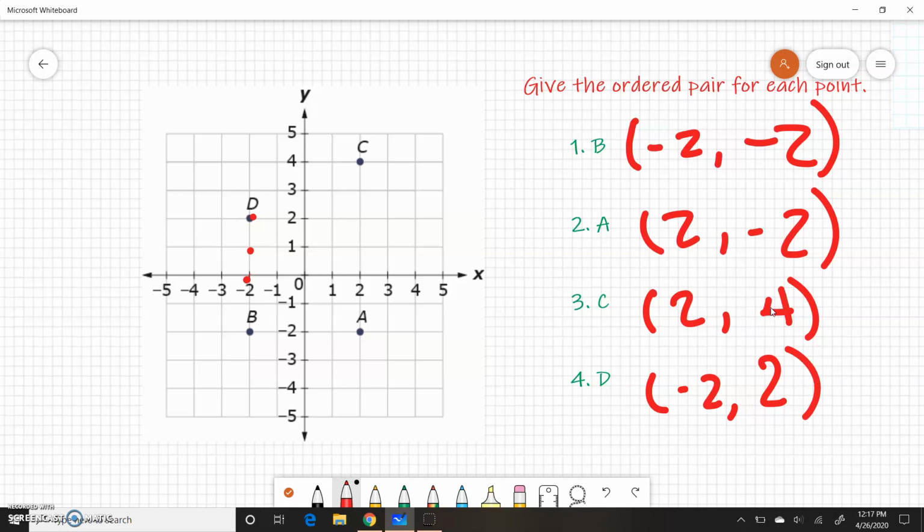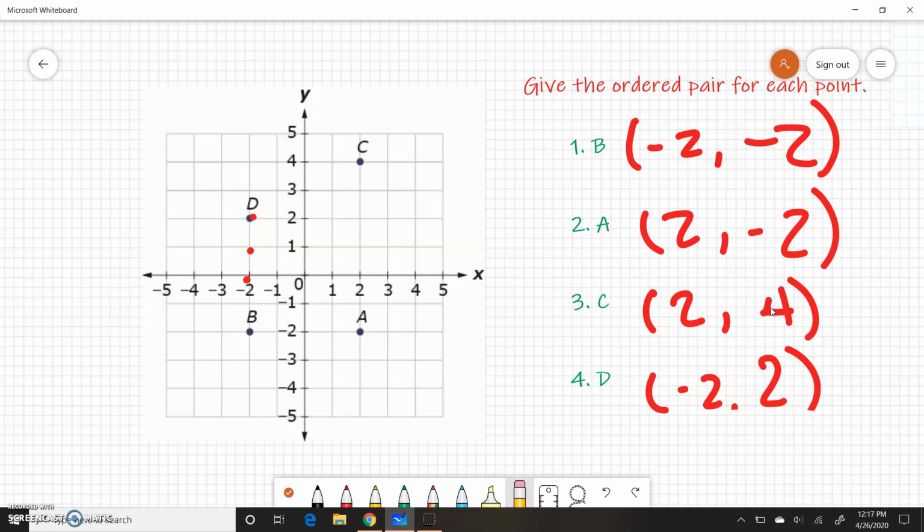Something I want you to notice. Each of my answers has parentheses. Your answers need to have parentheses. Second thing, each of my points is separated by commas. You need to have a comma. An ordered pair is written with parentheses on each side and a comma in the middle. That is my expectation of what your ordered pairs will look like because that is how to properly write an ordered pair. If you were to just write 2, 4, it looks like 24 and that doesn't make sense. That's not an ordered pair.